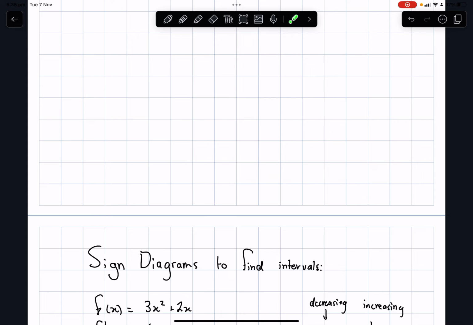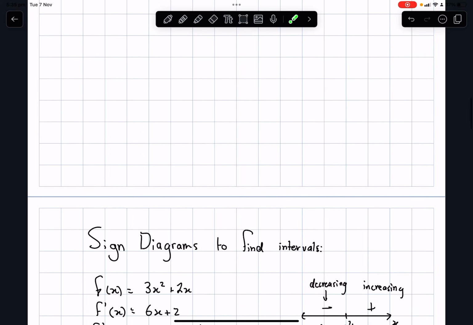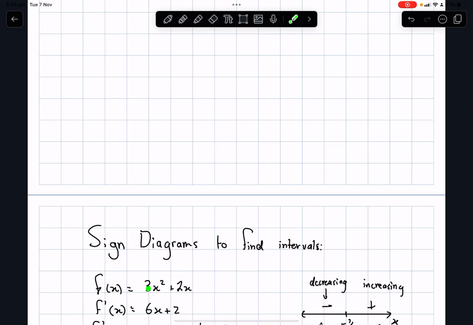So f of x equals 3x squared plus 2x. Now, because we're looking at increasing and decreasing functions, I want to have a look at the gradient, which means I want to look at the derivative. So I take the derivative of this function by putting the 2 out the front and multiplying by the 3 to become 6. The 2 drops by 1, and then this x cancels off to be 2. So I've got my derivative here.